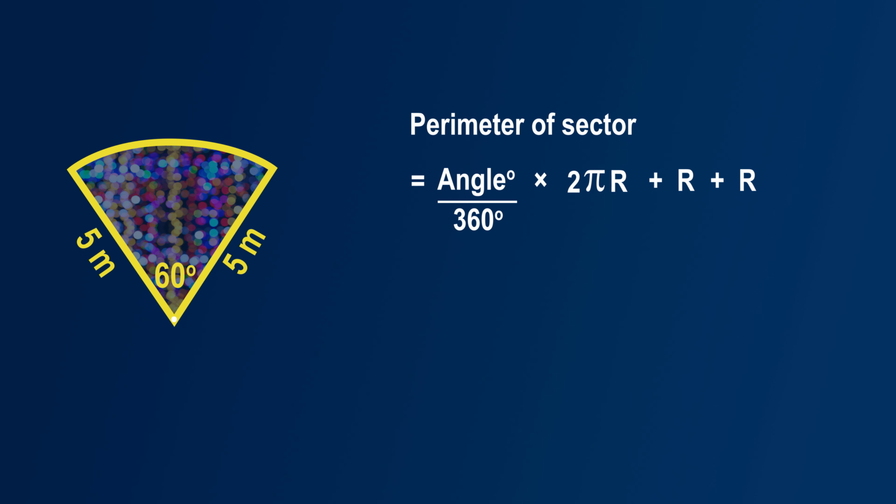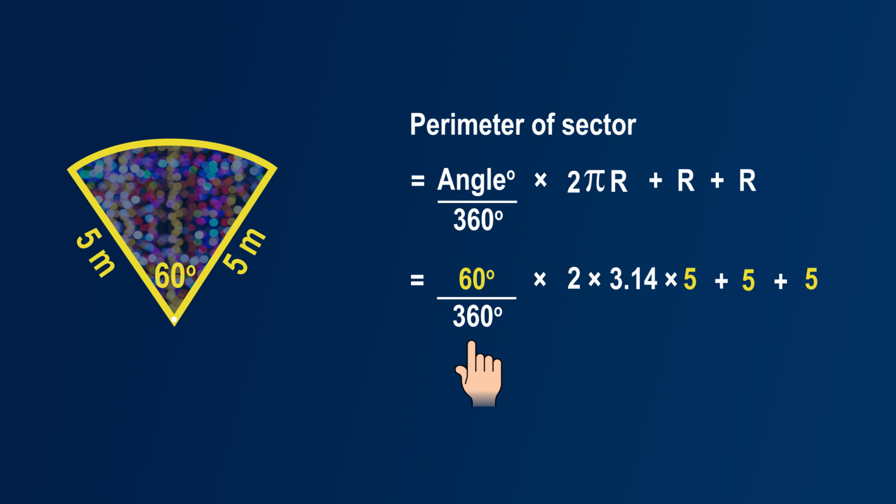Let's do this same question with a rule in just one step. It's the same rule that is multiplied by the fraction of the circle that the sector is, and then we add on the 2 straight radii. The perimeter of a sector equals the angle of the sector divided by 360 degrees that are in the whole circle, multiplied by 2 pi r, plus the 2 radii. That equals 60 degrees divided by 360 degrees, multiplied by 2, multiplied by pi, multiplied by 5, plus the 2 radii of 5 and 5 again. This equals the same perimeter of 15.23 metres.